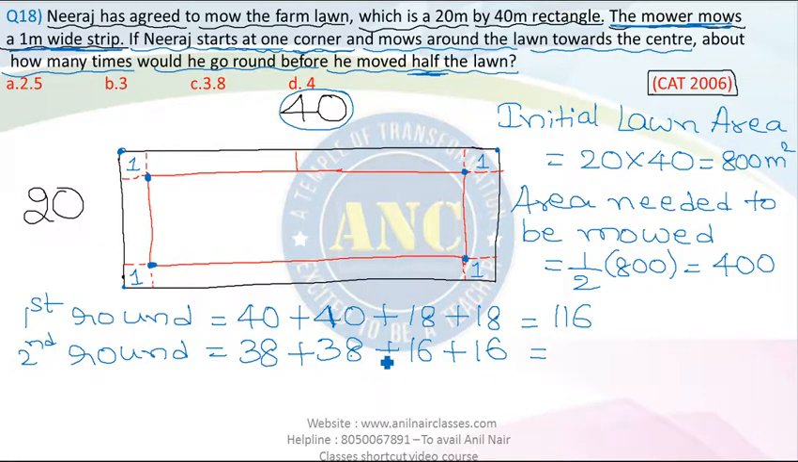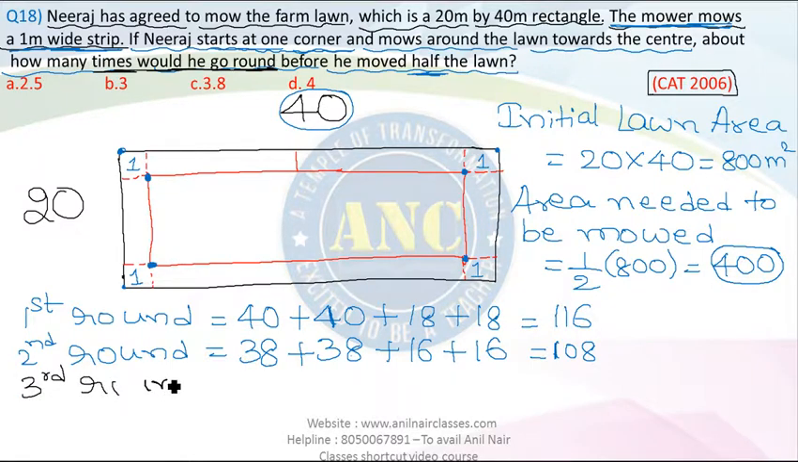116 was the first round. Now 38 plus 38 plus 16 plus 16, you will get 108. Check it out if you want. 116 plus 108 is not half of 800, it is not 400. So he still needs to continue for a few more rounds. Your question says how many times he would go round. So he will not complete 400 meters in 2 rounds itself. Go for the next round.